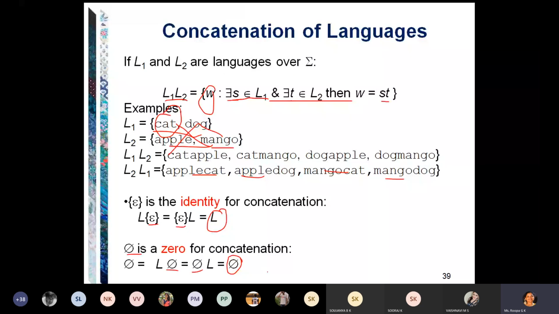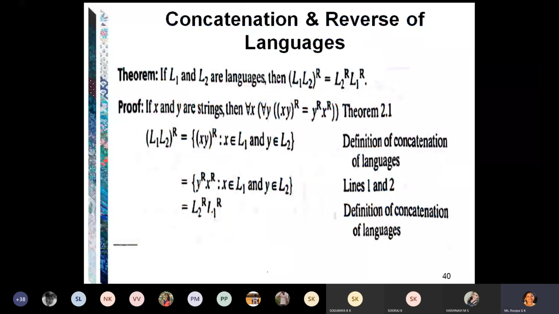There is one small theorem, better to remember. L1 and L2 are two languages. Then (L1 L2) reverse is given by L2 reverse L1 reverse. One theorem we have already proved, theorem 2.1, is about concatenation as well as reverse of strings, in the first class. Now, how do we apply the same concept for the concatenation as well as reverse of languages?